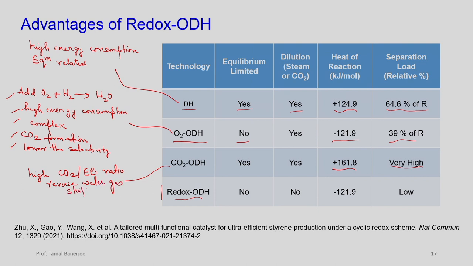Reverse water gas shift reaction. This you want to prevent. It's close to 10, you have to keep. So that's why you want to avoid this reverse water gas shift reaction, because it is equilibrium limited. So it means that with CO2, the problem is it becomes more endothermic.